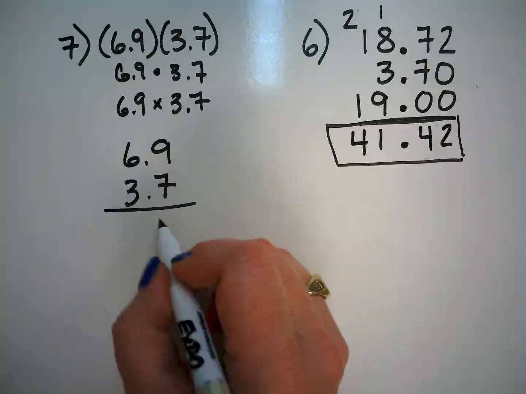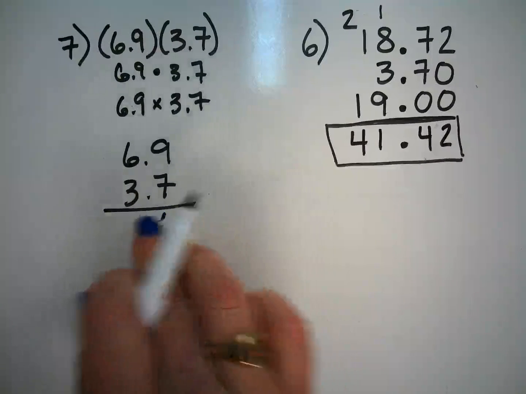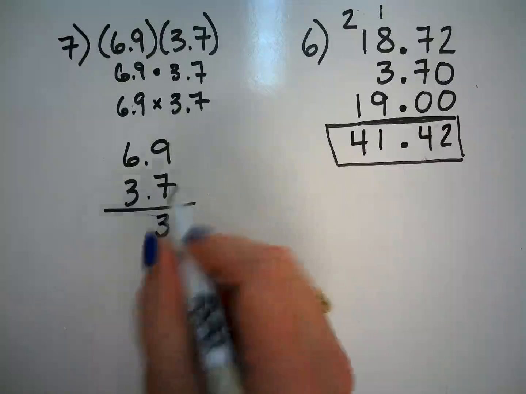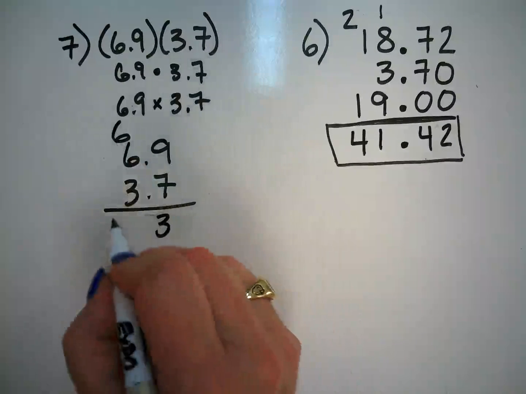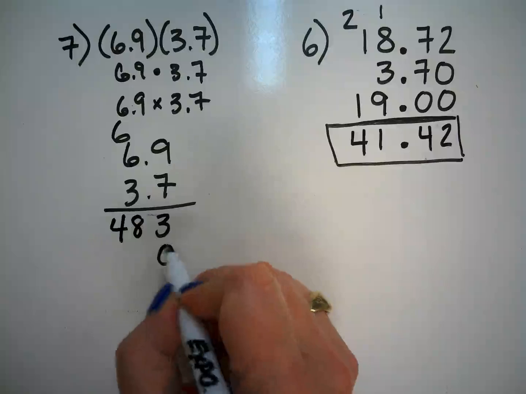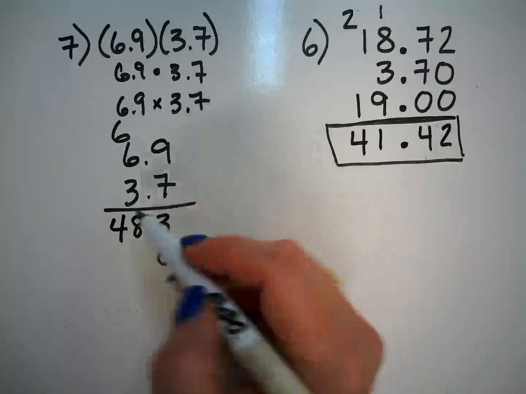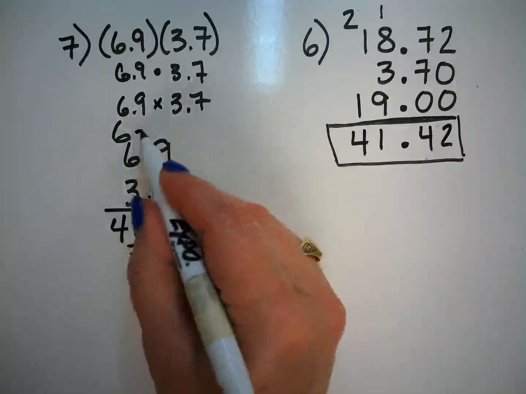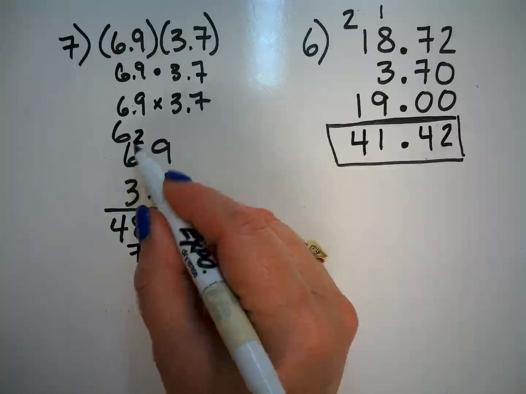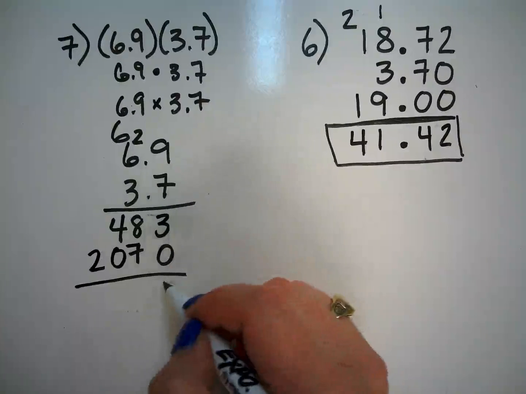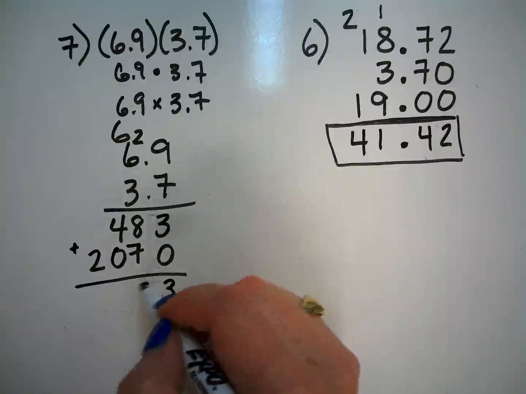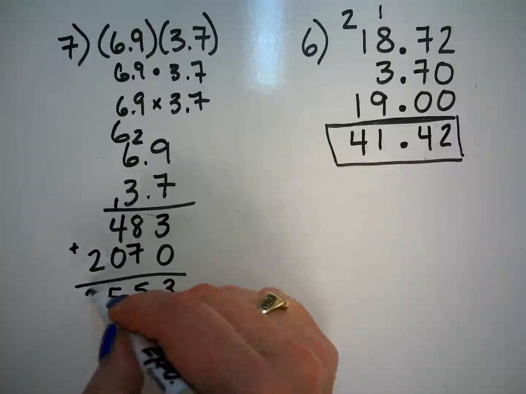9 times 7 is 63. Oops. It's after school. I guess I'm getting tired. And 6 times 7 is 42 plus 6 is 48. Then I'm going to place a 0 placeholder as I go to the next row. 3 times 9 is 27. 3 times 6 is 18 plus the 2 is 20. Then I'm going to just add as we would in any other multiplication problem.